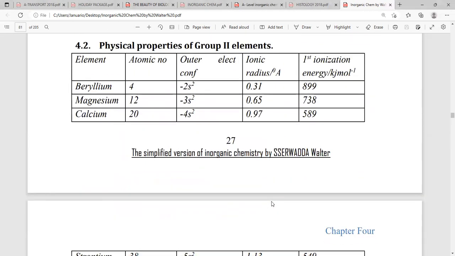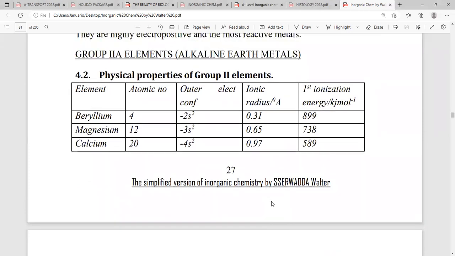When you look at the elements of group 2, their physical properties, you have their ionic radius increasing also down the group. The reasons are the same. As you go down the group, there is an added shell. And as the shells are being added, then we are increasing the screening effect or the shielding effect beyond the nuclear charge. Hence, the effective nuclear charge is less, and these electrons are less attracted to the nucleus. Hence, they have high ionic radius.